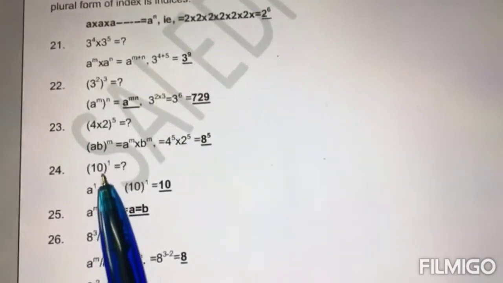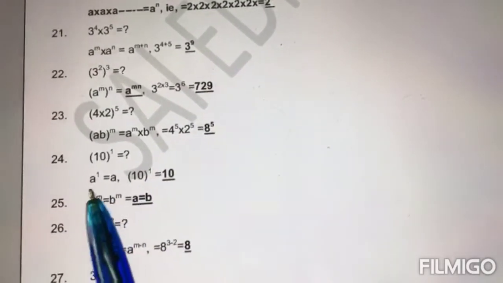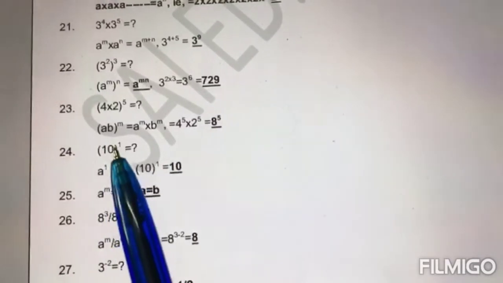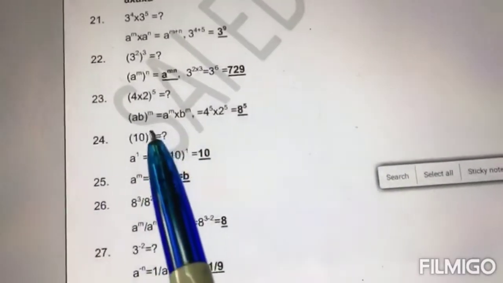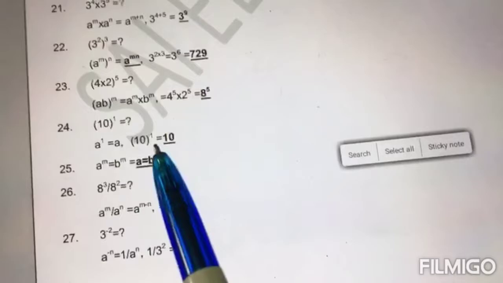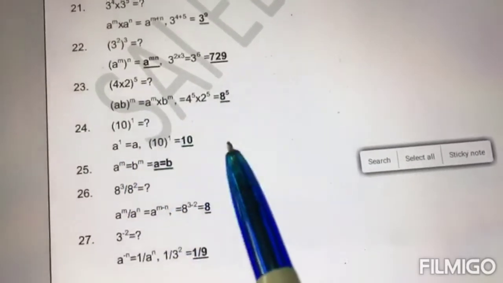Okay, number 24. Any number raised to 1 is the number itself. So a raised to 1 is a. Therefore, 10 raised to 1 is 10. Any number raised to 0 is equal to 1. For example, 10 raised to 0 is equal to 1. A raised to 0 is equal to 1. 1 lakh raised to 0 is equal to 1.